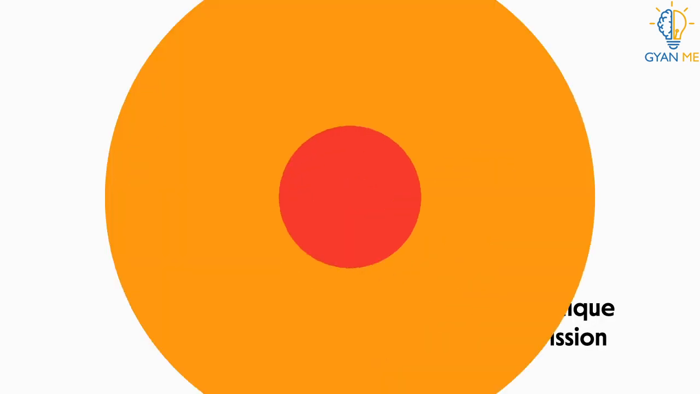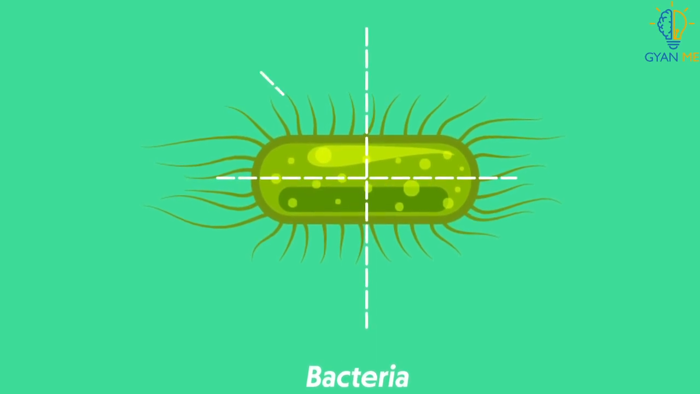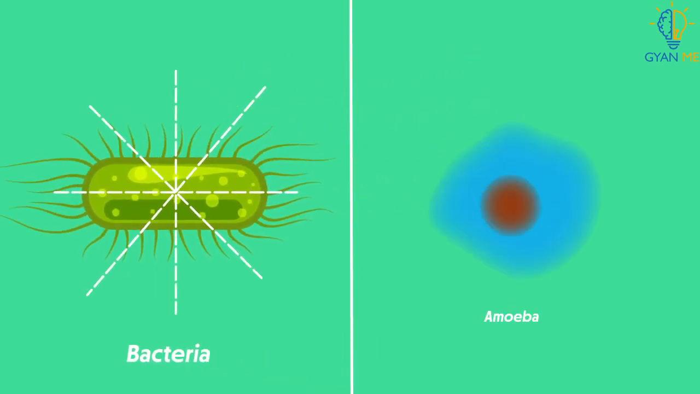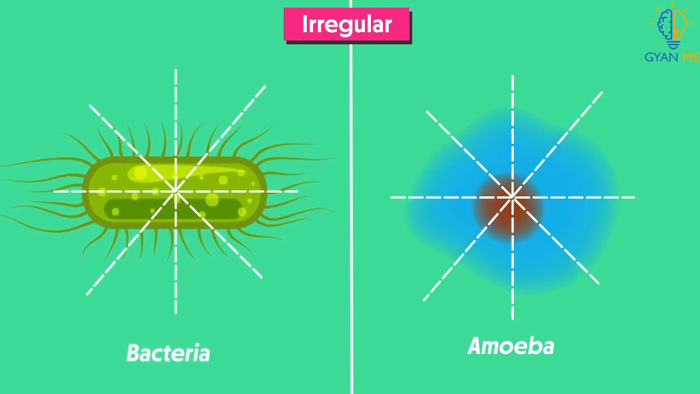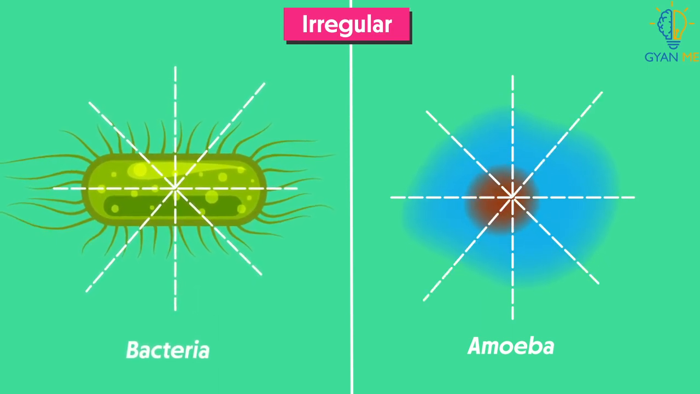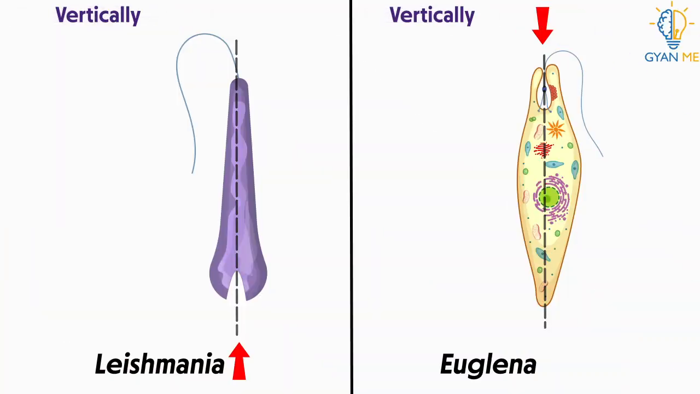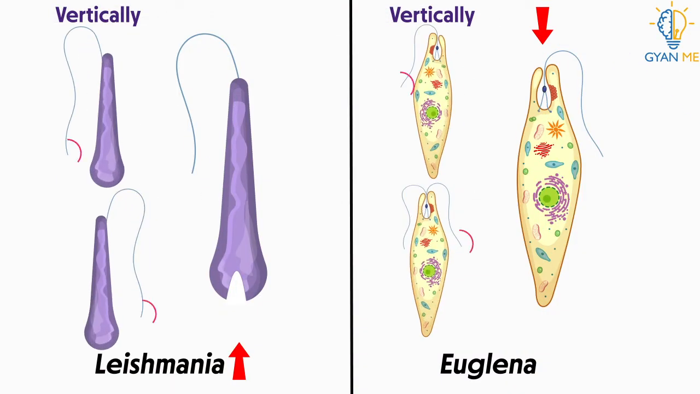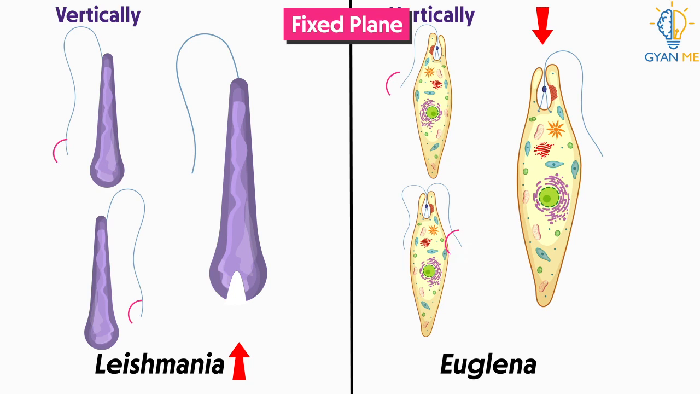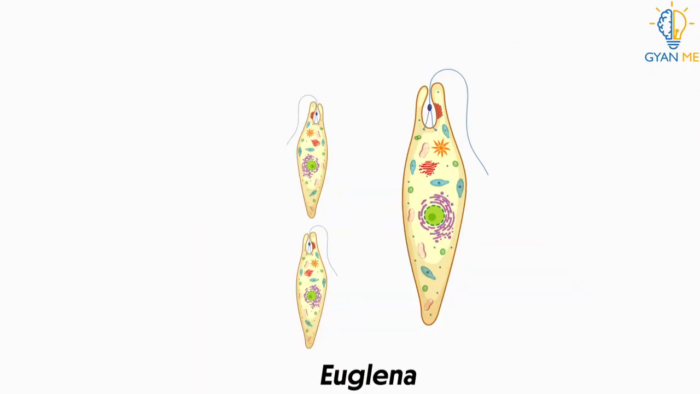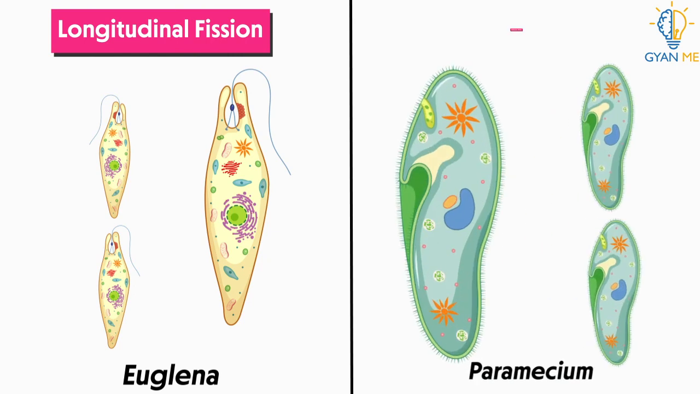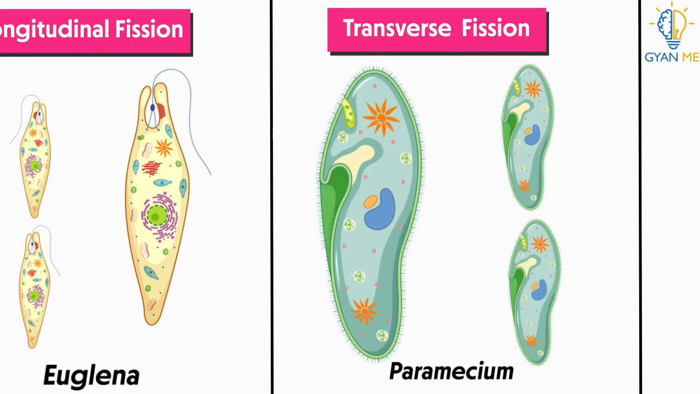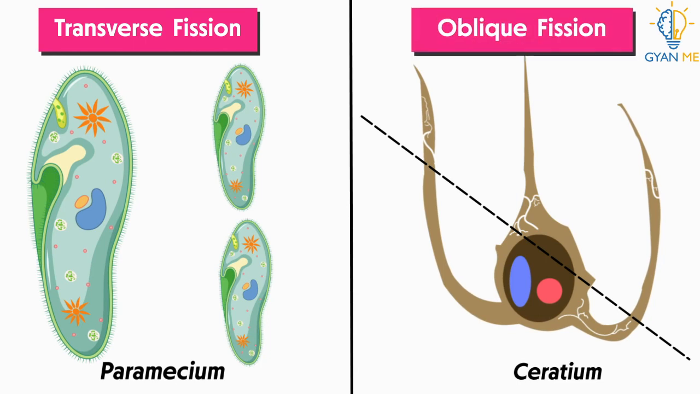So students, what we have seen is that in some organisms, fission may be irregular. That is, it does not follow any particular plane for dividing. While in some, it can be in a fixed plane. It can be vertical, called longitudinal fission. It can be horizontal, called transverse fission, or at an angle, called oblique fission.